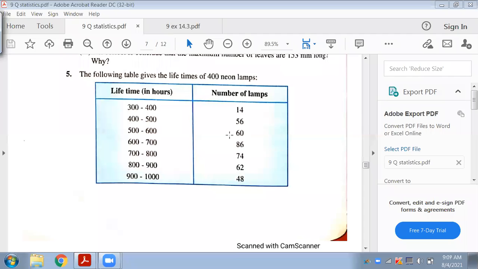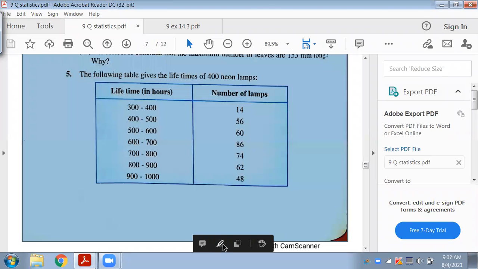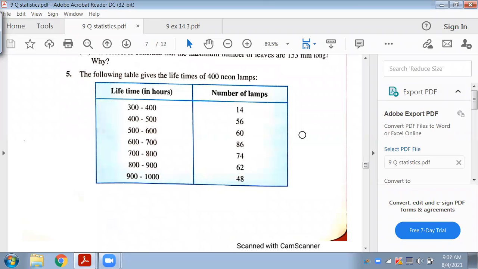Now, in our last class, we have seen till question number 4. Today, we'll be doing question number 5. So, let's see the question.